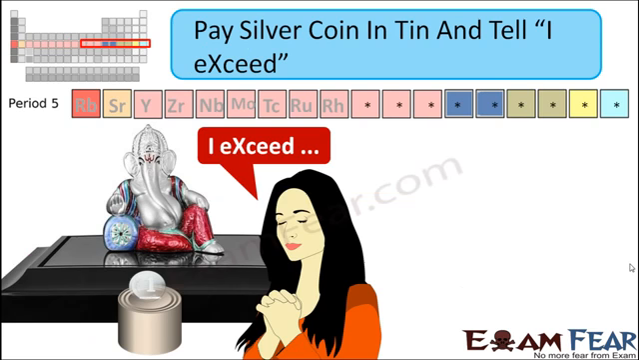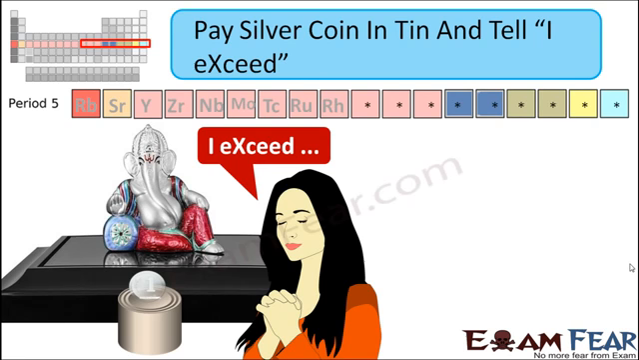Moving on to the second half of period 5. Here we see a girl praying. In fact, we also see that the girl is not only praying in front of the god, but looks like she has put a coin into the tin container and she's telling that I exceed. I think this is a very common scenario for all of you during exam time. When you visit temples, you pray to God that, okay, I put a 1 rupee coin before you, but please get me good score in exam. So that's a very common scenario which you can relate to.